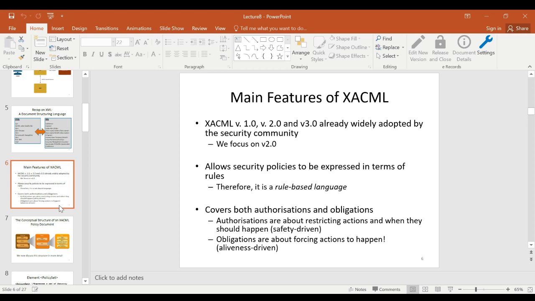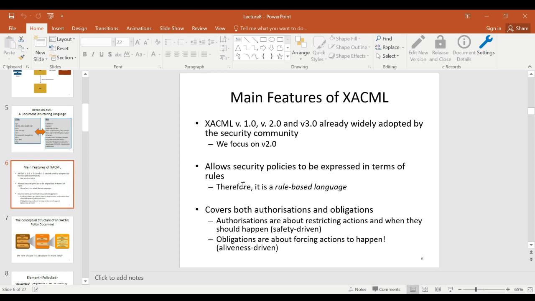The main features of XACML: in this lecture and in this week's material, we focus on version 2. Okay, so there are 3 versions of XACML: XACML 1, 2, and 3, and they are all widely adopted. However, we focus on version 2 simply because there is a tool for editing and writing XACML policies, and that essentially facilitates our learning process.